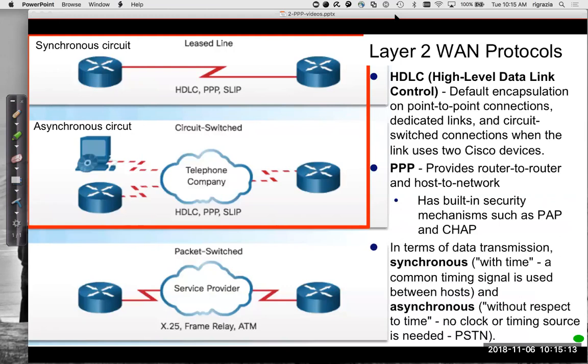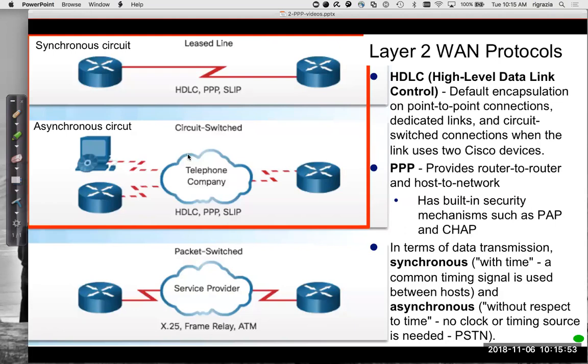There are the terms synchronous and asynchronous that are used. So up here, the leased line, you see a synchronous circuit, circuit switch, you see an asynchronous circuit. Synchronous means with time, which means a common timing signal is used between the two devices. So either the provider actually provides this timing signal, or one of the two ends. It's why in our labs we have to do things on one end, typically whatever end has the DCE cable. In a lab environment, we actually have to provide some sort of clock rate.